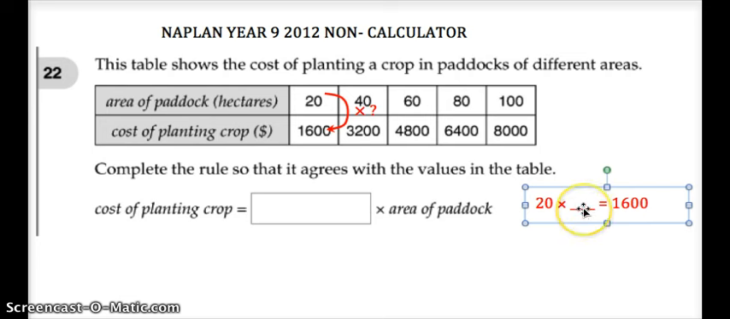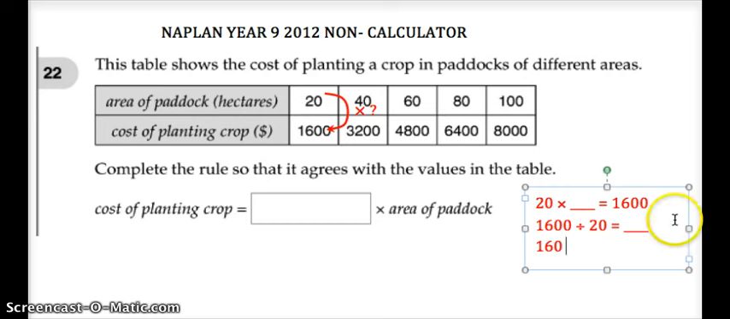Now to work out what this something is, we can just do 1600 divided by 20 will give me that answer there. Now to do 1600 divided by 20, we don't have a calculator, so we have to make this easier. We can take a 0 off the 1600, and we can take a 0 also off the 20. So instead of it being 1600 divided by 20, it's the same as doing 160 divided by 2.